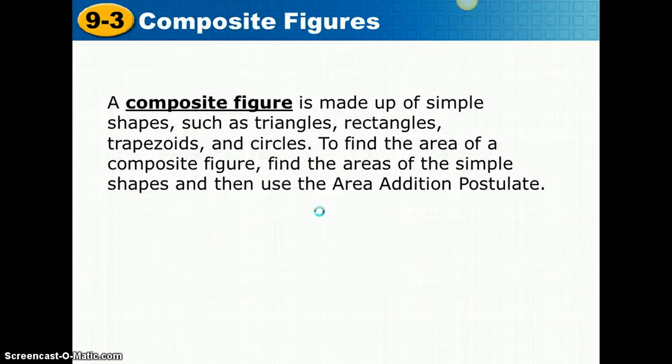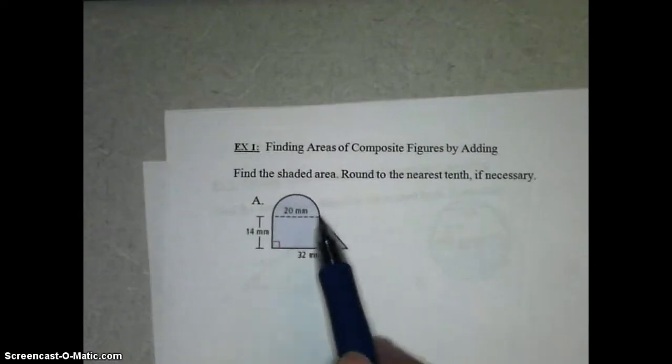Remember, the area addition postulate states the sum of the individual areas within a figure is equal to the area of the entire figure. So in this process, we're going to take a look at the composite figure given, figure out what shapes have been put together, and combine those areas either through addition or subtraction and get our total area. All right, let's take a look at example 1a first.